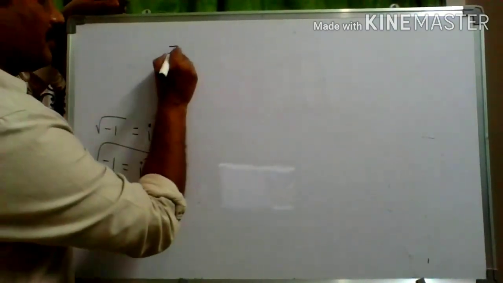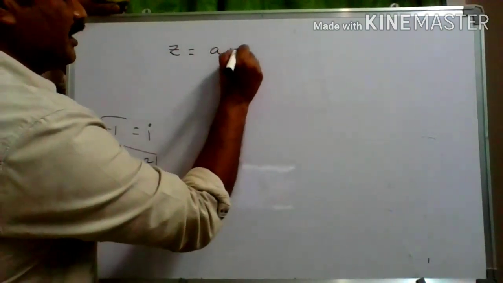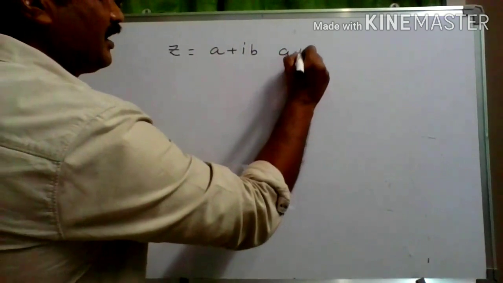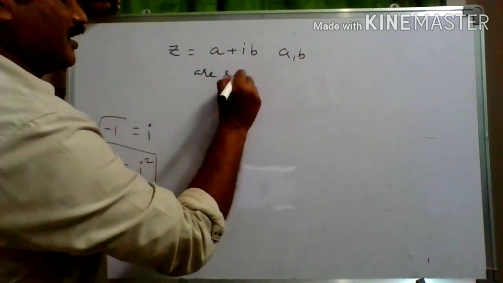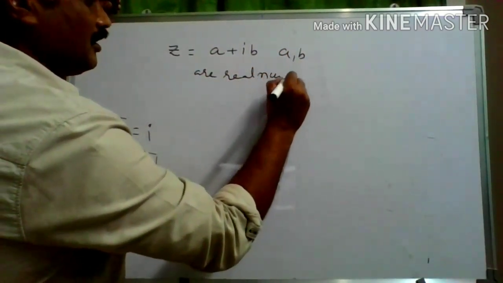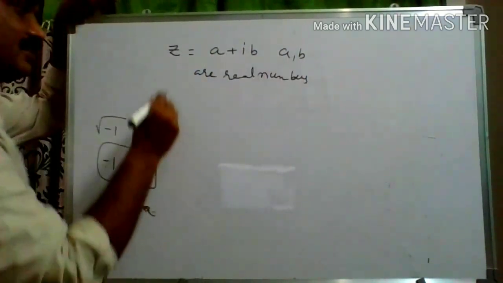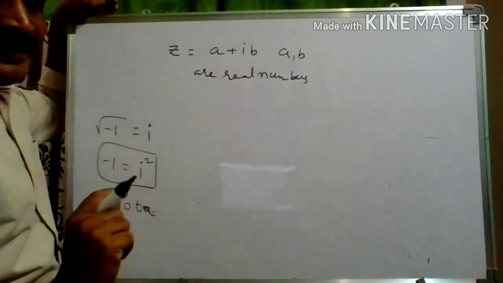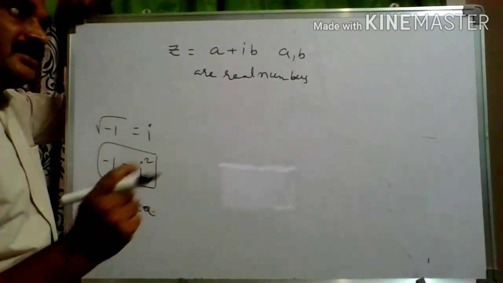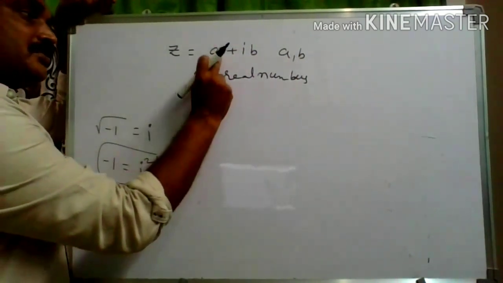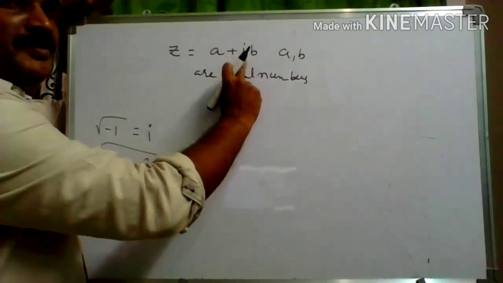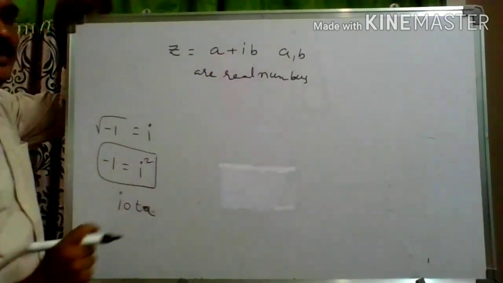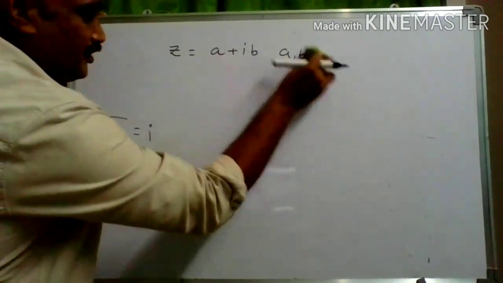So a complex number is of the form z is equal to a plus ib or x plus iy, where a, b are real numbers. This is a complex number, students. So complex number of the form a plus ib, where i is imaginary number or iota, where a, b are real numbers. Okay, students.